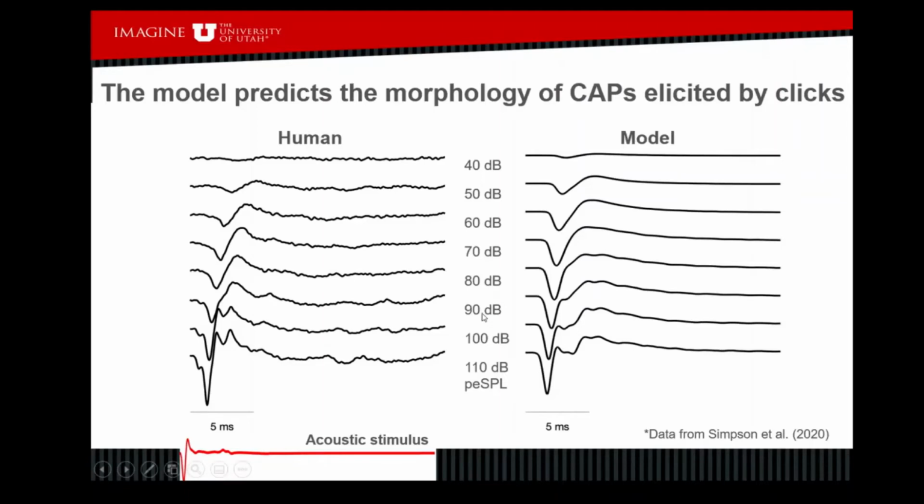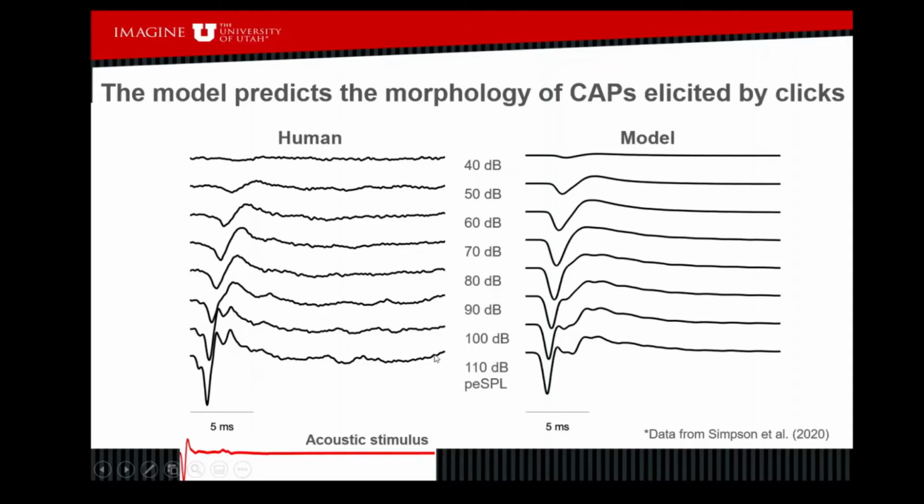Specifically, the model predicts A, the increase in the width of the N1 peak of the CAP as we decrease the intensity of the click, B, the appearance of the second positive peak, especially at high click intensities, and C, the increase in the amplitude of the CAP and the decrease in the latency of the CAP as we increase the click intensity.